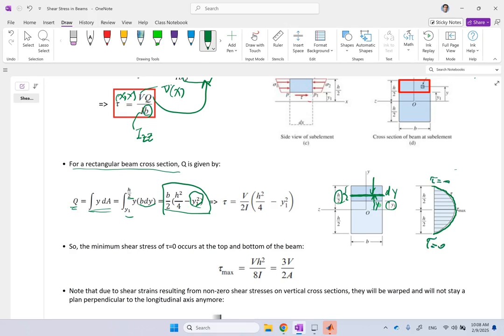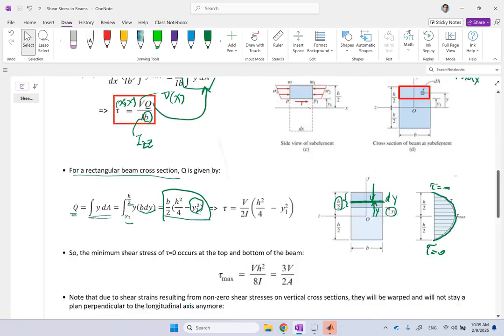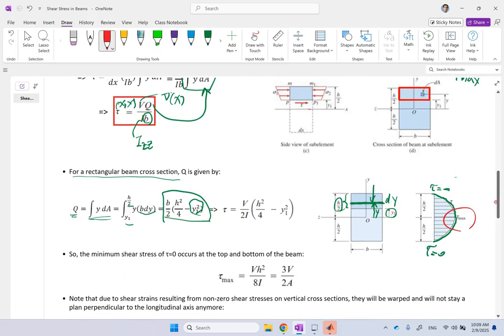That's exactly opposite of the normal stress. If you remember, normal stress was maximum at the bottom and top, and 0 at the neutral axis, with one difference. Of course, sigma was changing linearly. If you look at it, sigma changes linearly, but shear stress changes in a quadratic manner.